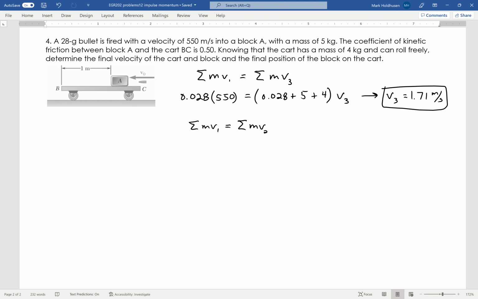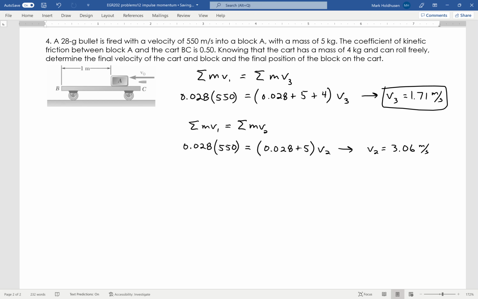With this one, I've got the same initial momentum: the mass of the bullet times its enormous initial velocity. Now my mass is just the bullet and the block, so it's the 28 grams plus the 5 kilograms. This is before it starts interacting with the cart at all. I now know that the velocity of the block with the bullet embedded in it, as it starts sliding onto the cart, is 3.06 meters per second.